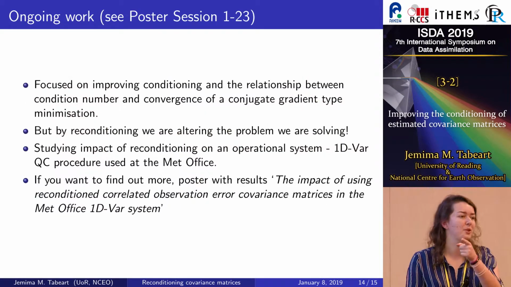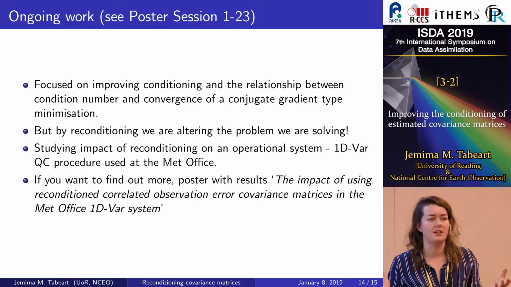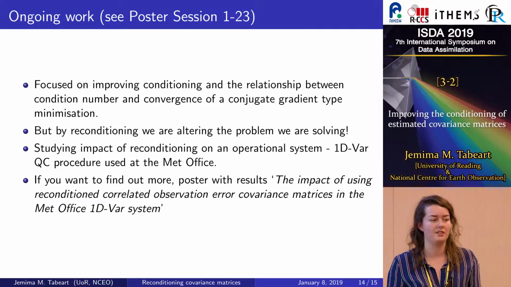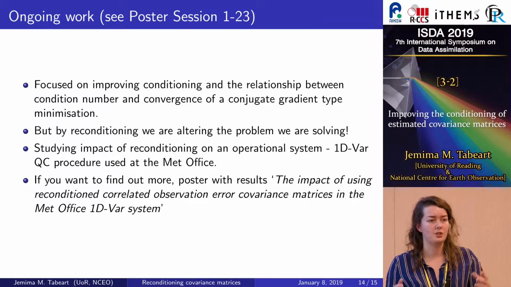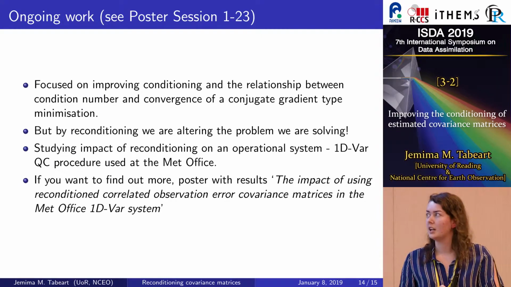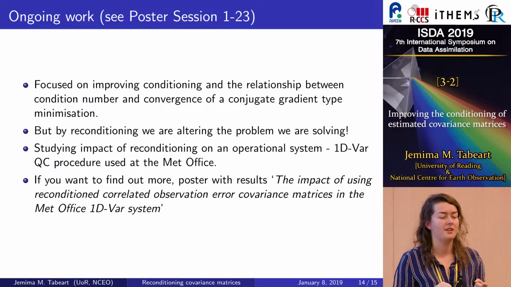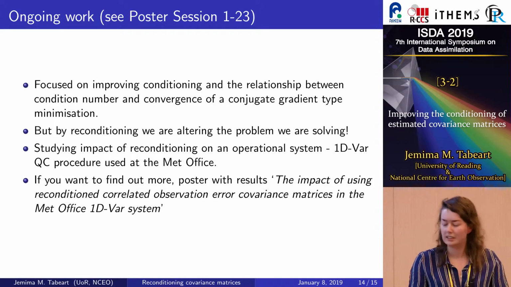OK, so ongoing work. I actually have a poster, so I'm going to do a quick promo of that as well. This whole talk has been about how reconditioning is important because of the convergence of a system, which is good because if it doesn't converge, we can't use the information. However, by doing reconditioning, we're actually changing the problem that we're solving. So it's really important to make sure that the solutions, when we're using reconditioning, are close to the solutions in the original problem. We've done a case study studying what happens if you use reconditioned covariance matrices in the MetOffice 1D-Var system. If you want to find out more, it's poster number 23.